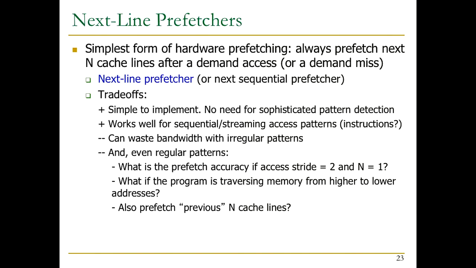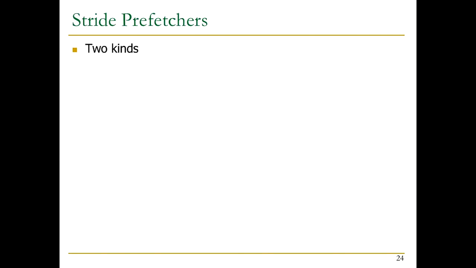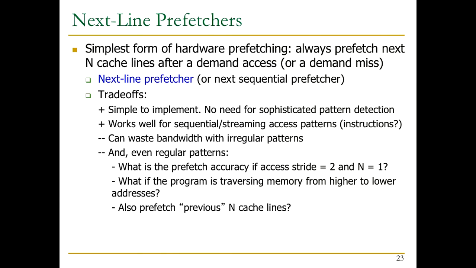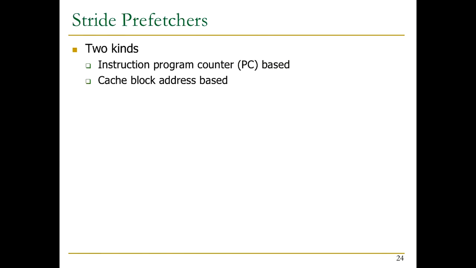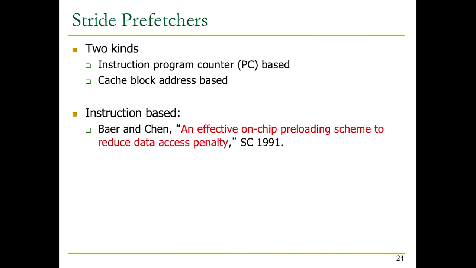You do +1 and -1 at the same time, right? Yeah, so this becomes inflexible. So that's why people have developed stride prefetchers. There are 2 kinds of stride prefetchers. One is instruction program counter-based, and the second is cache block address-based, and there are some trade-offs associated with them. Let's take a look at what it is.